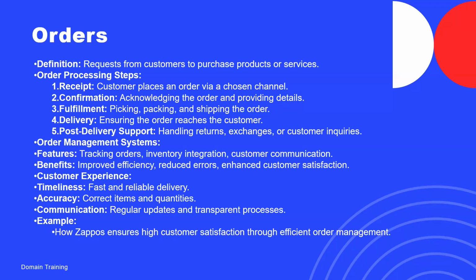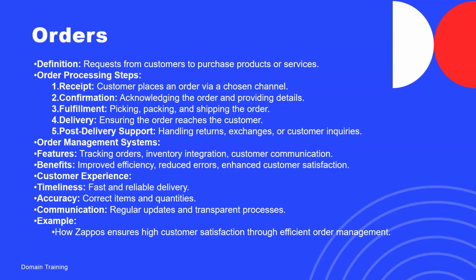Let's see the different order management systems. Features: tracking the orders. You give the customer the feature to track their orders. You have your inventory integration: if a product is not available, you can be notified when it's available. Customer communication is again a feature, right? How do you communicate to the end customer? You have your phone, you have your email. All these are different communication channels. Next, you have the benefits: improved efficiency, reduced errors, enhanced customer satisfaction. All of this has to be there in the order management system. How do you improve the efficiency? How do you reduce the errors? How do you enhance the customer satisfaction?